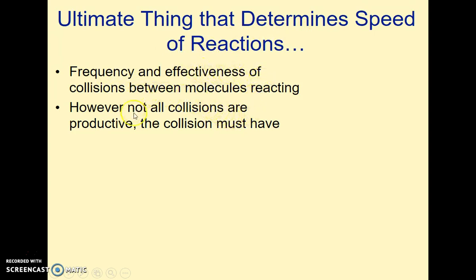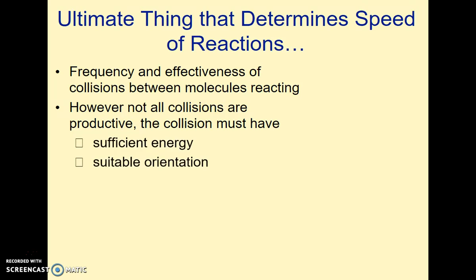However, it's important to realize that not all collisions are productive. Collisions have to have two qualities that make them productive. They have to have sufficient energy, and they have to have the correct orientation. You should probably write some stuff next to them. Sometimes collisions aren't hard enough, or they don't have sufficient energy to make a reaction occur. And sometimes when the two things actually collide, they're not in the correct position for the reaction to occur. Like, they don't hit the right angle for the bond to break.